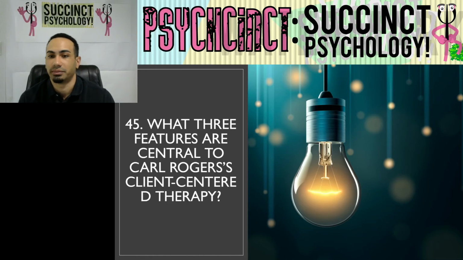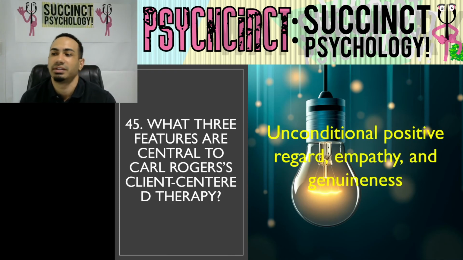So we have two more. I'll let you think about that for a second. It's similar to unconditional positive regard. They're words that describe something that falls within the realm. So if you thought it was empathy and genuineness, you are right. It is unconditional positive regard, empathy, and genuineness.